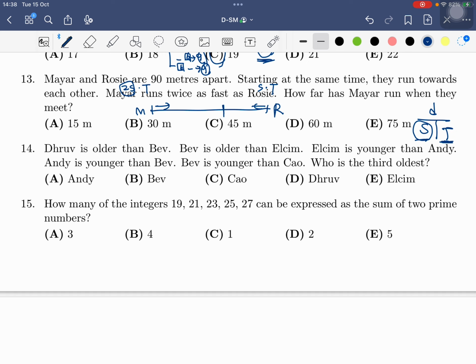So the distance is 2st, which is double the distance Rosie runs. This was 90 meters apart, so from here 60, from here 30. So Maya runs 60 meters when they meet.